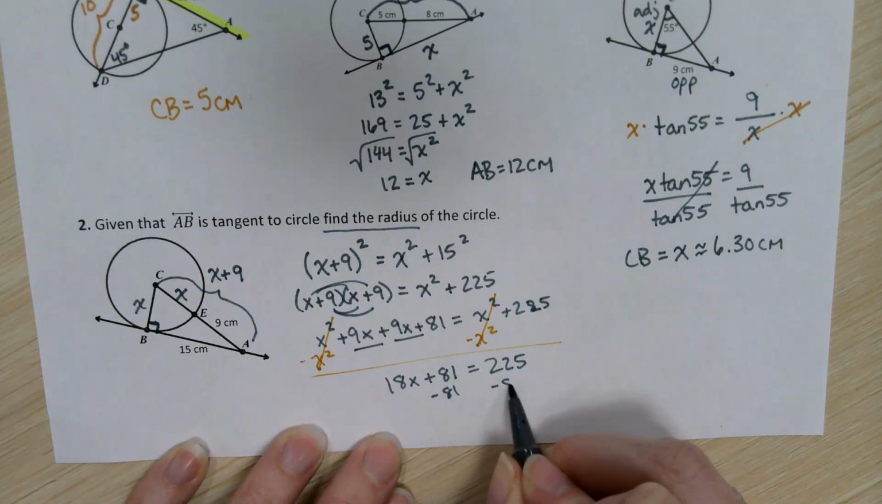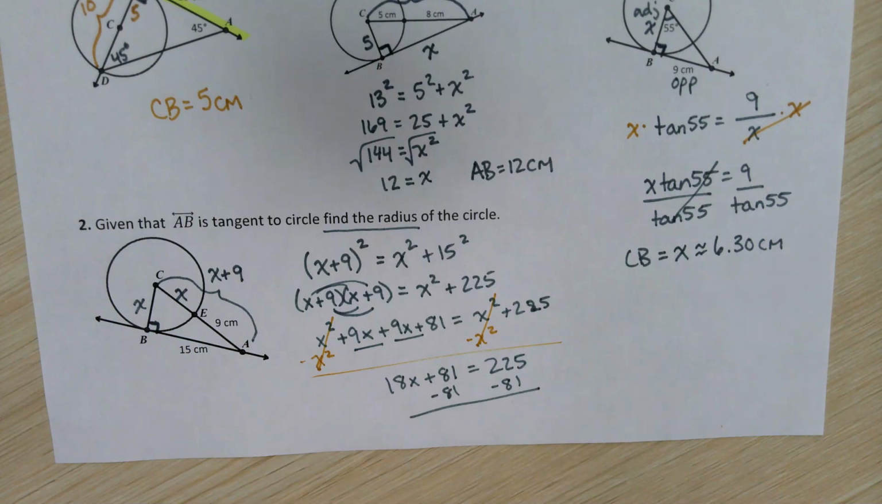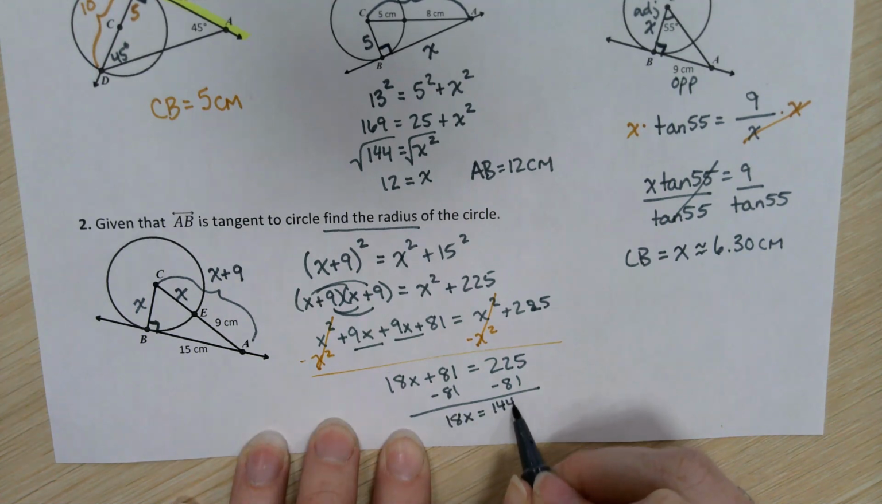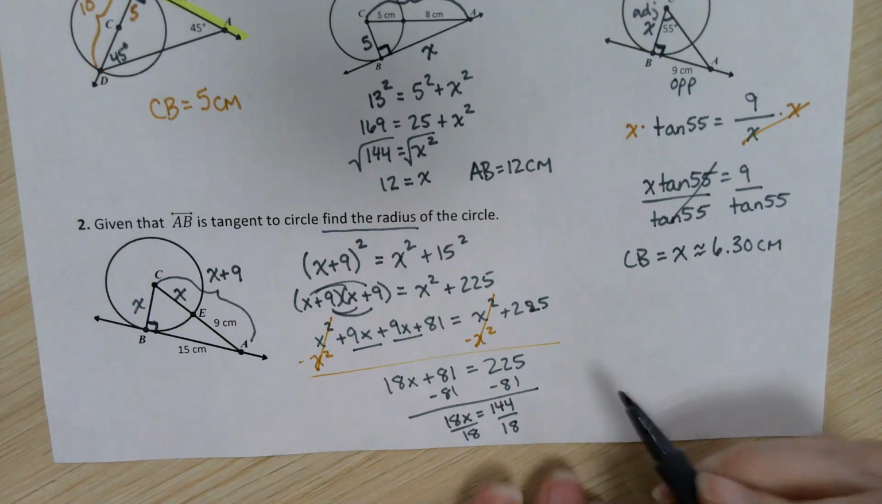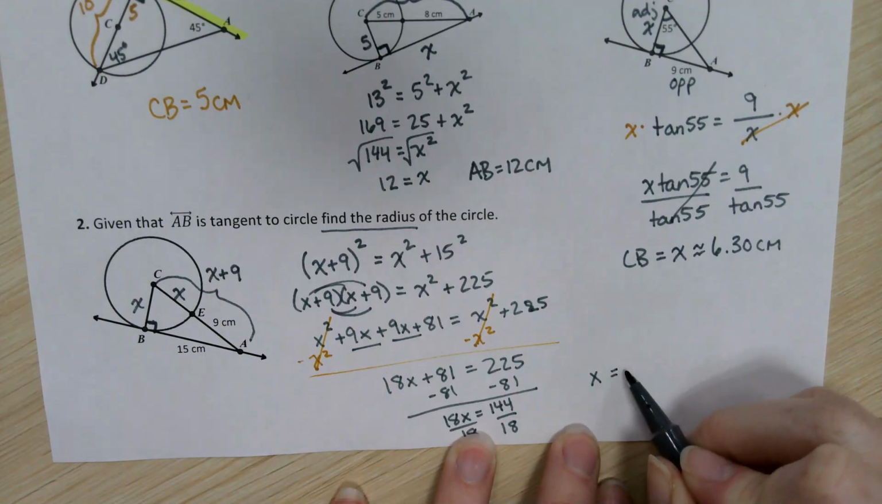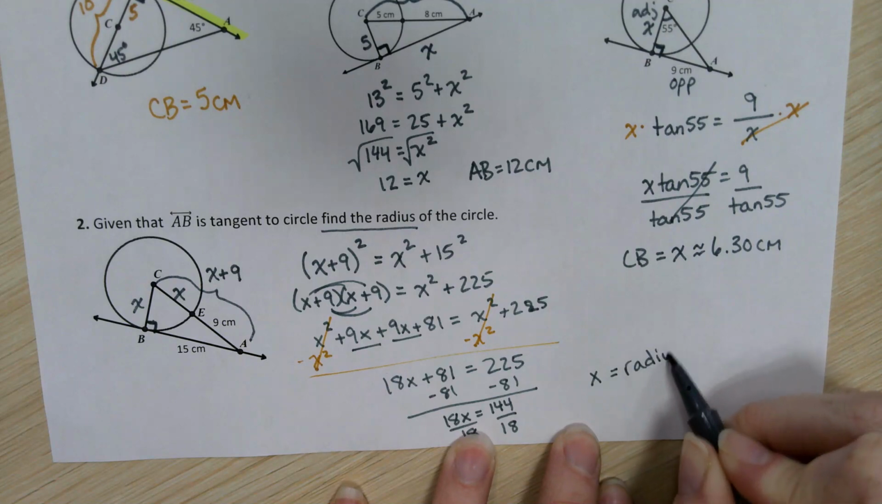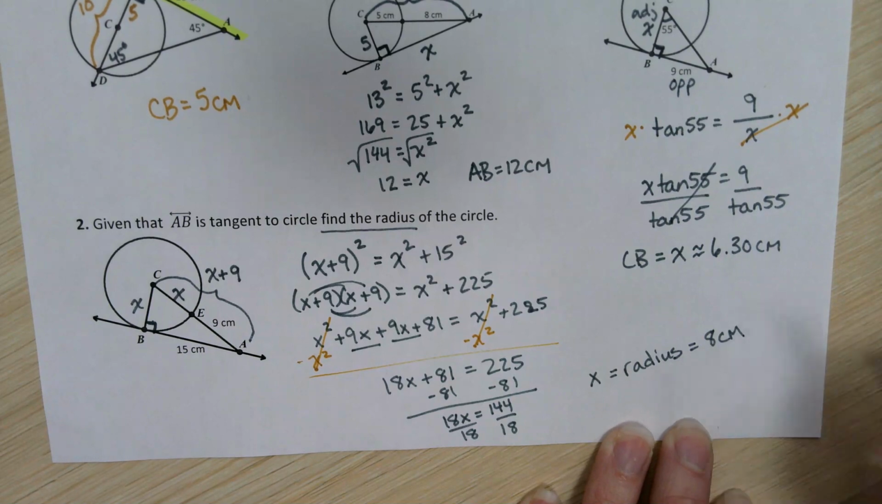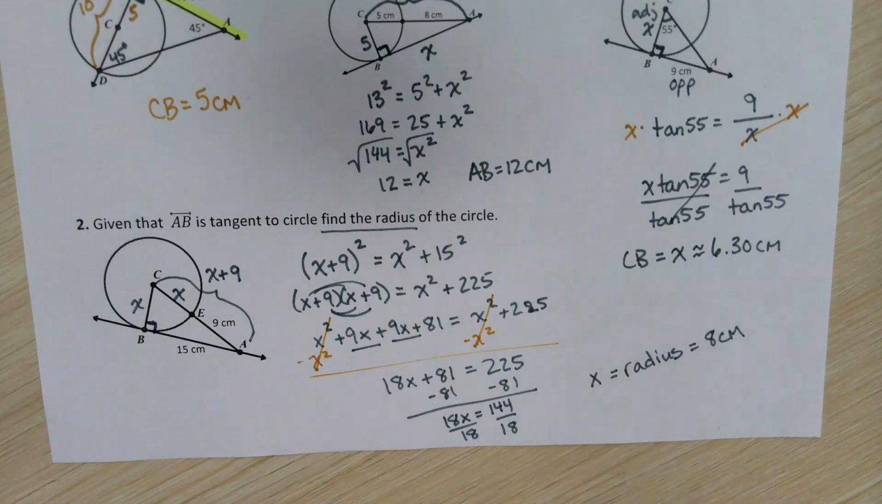solve where we need to subtract 81 from both sides. And then after we do that, we're going to end up dividing both sides by 18. So 18x equals 144. Divide both sides by 18. And x, which is equal to the radius, which is what they asked me to find, is going to be equal to 8 centimeters. All right, go ahead and flip the page over to the second part of the examples.